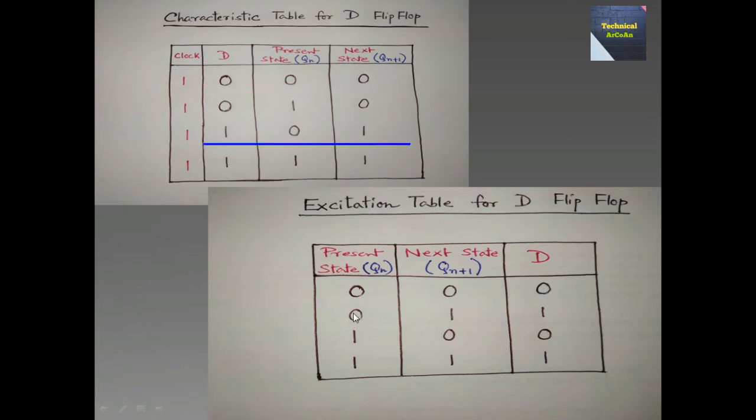When present state is 0 and next state is 1, so this is the combination 0 and 1, we got D as 1. When present state is 1 and next state is 0, we got 0 as D value. And when the present state is 1 and the next state is 1, we got 1 as D value.